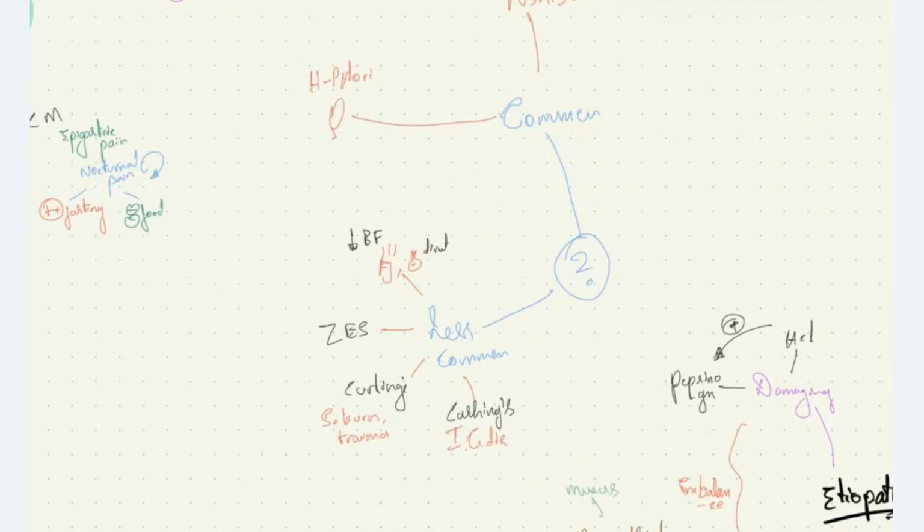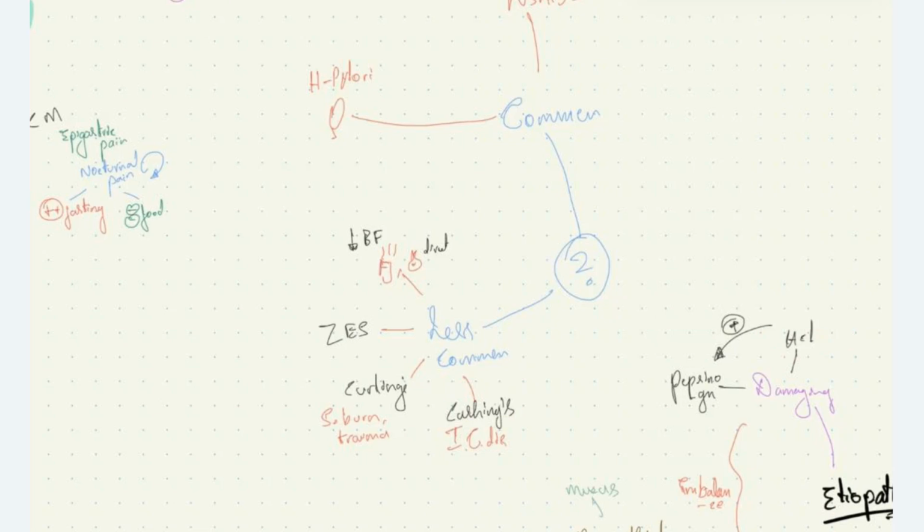The Zollinger-Ellison syndrome, which is a gastrin-secreting tumor, a gastrinoma. The gastrin, we know, stimulates the parietal cells to secrete more and more HCl, thereby damaging the epithelium and causing ulcer. We have severe burn and trauma, causing ischemia and leading on to ulcer called Curling's ulcer. We have intracranial disease, which increases the vagal outflow from the CNS. The increased parasympathetic stimulation causes increased secretion of HCl and thereby causing Cushing's ulcer.